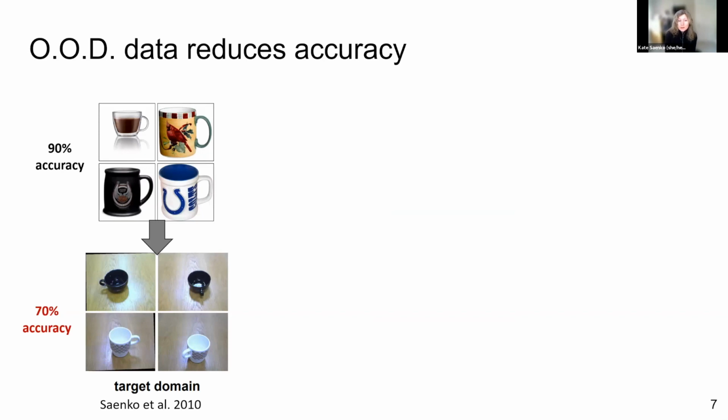So the reality is that dataset shift and OOD data always reduces accuracy of modern approaches. Some more than others, but this is a picture from a paper we wrote over 10 years ago, where if you train on this top dataset and test on the bottom dataset, the accuracy drops very significantly. This was pre-deep learning, but even after deep learning, the situation is not much better.